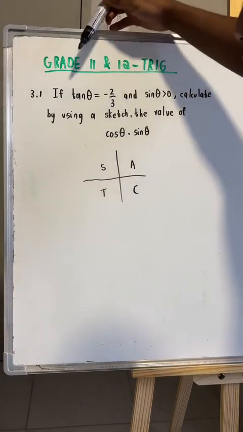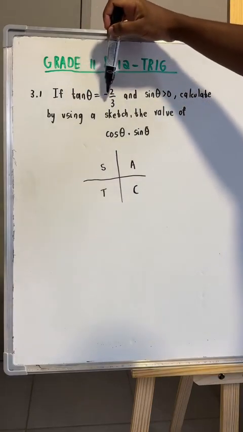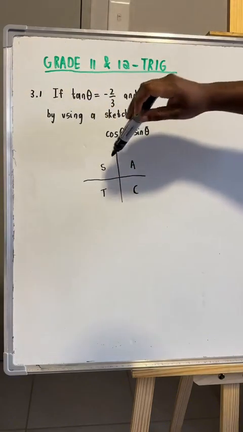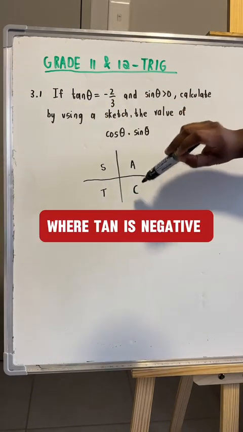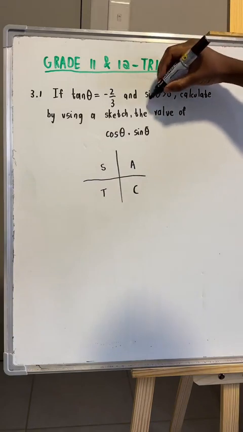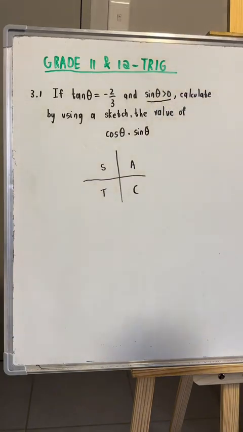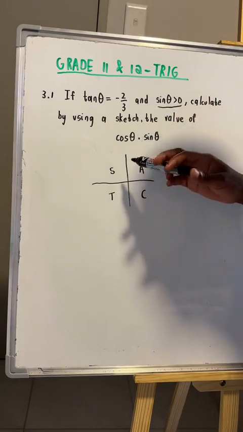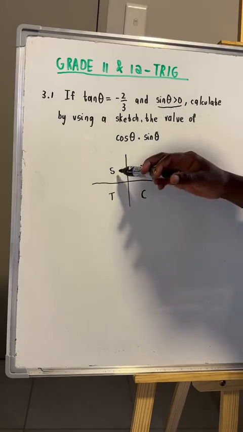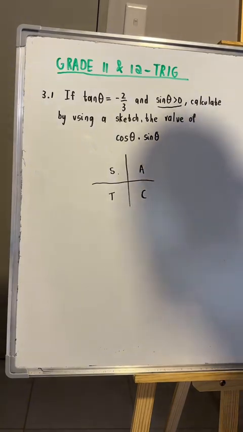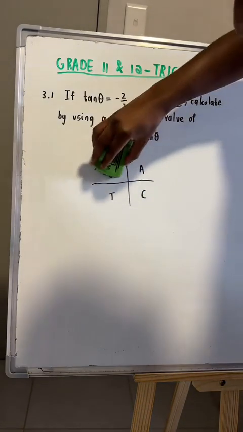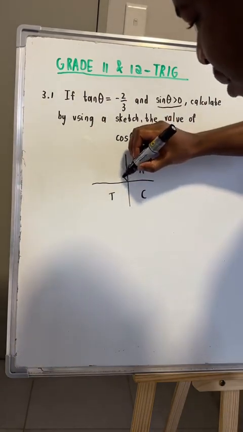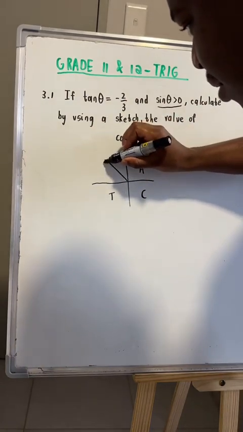In the question, we are told that tan of theta is equal to negative 2 over 3. So we know that we need to look for a quadrant where tan is negative, but for that quadrant, sine also needs to be positive. You can see that the only quadrant where tan is negative while sine is positive is the second quadrant. So our sketch will be located in that quadrant. I'll just make a rough sketch right now.